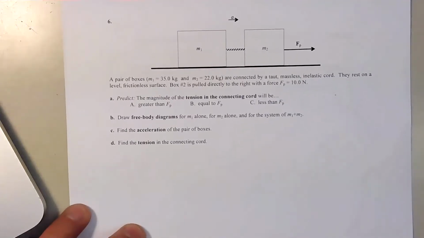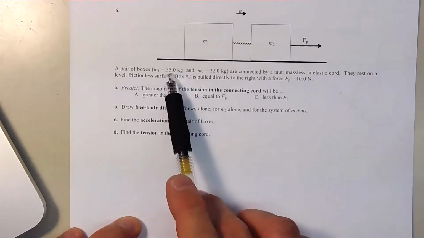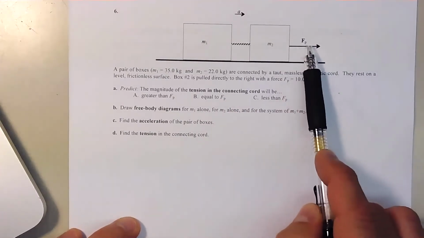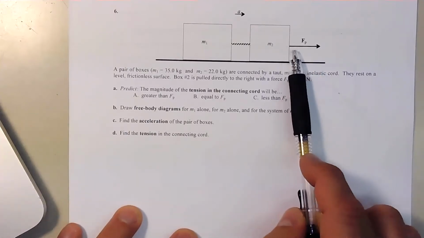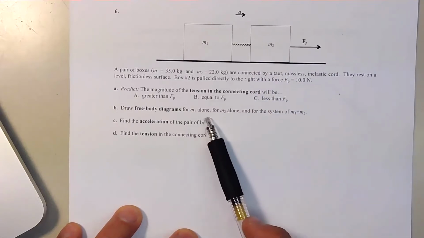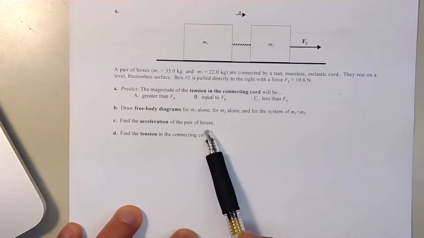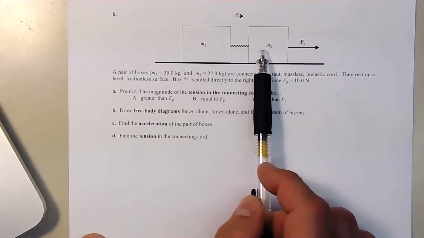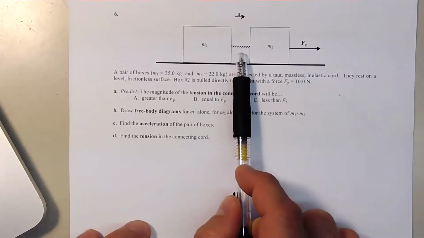Okay, so in that case, let's go ahead and make a prediction here. We're given the masses of the two boxes. We're told that there is a force, maybe from a person over here, or just any outside applied force, applied to the right-hand side of box 2. And we're asked ultimately to find the acceleration of the pair of boxes, which is the same as the acceleration of either box, and to find the tension in this connecting cord in between the two.